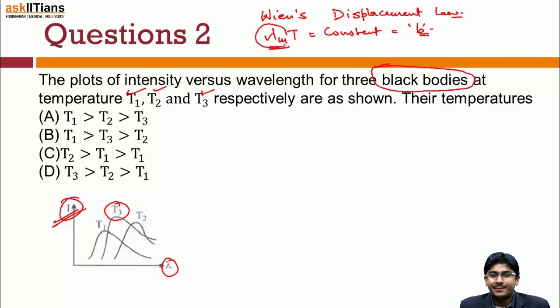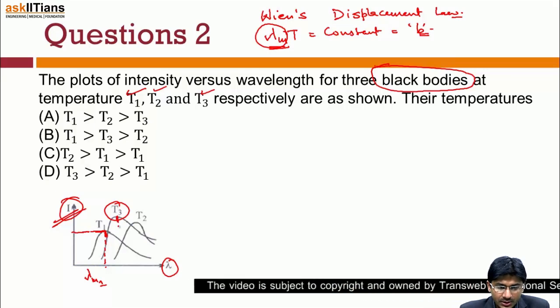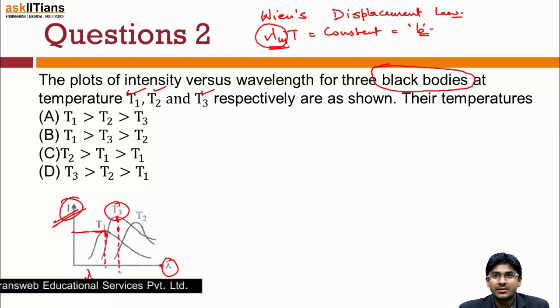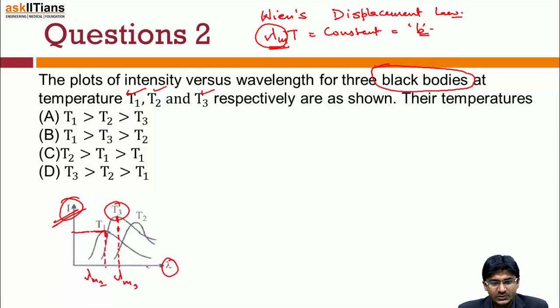Now what is this lambda m? This lambda m is the wavelength at which the intensity is maximum. It's not the maximum wavelength. It's the wavelength at which the intensity is maximum. So if I ask what is the wavelength lambda m in these 3 figures, for this, the maximum intensity is here. For the T1 curve, it happens here. So that means the lambda m will be this. Let me denote this by lambda m1. Okay. Similarly for this, this is lambda m3.